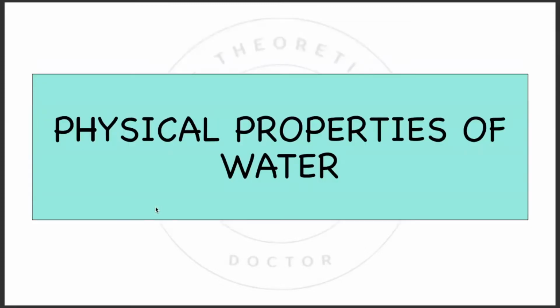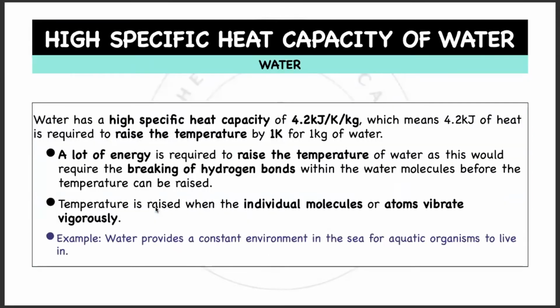Alright, so let's move on to the physical properties of water. The first one: water has high specific heat capacity. So, a definition over here. Water has a high specific heat capacity of 4.2 kilojoules per Kelvin per kilogram. I know that's a mouthful, but essentially it means that 4.2 kilojoules of heat is required to raise the temperature by 1 Kelvin for 1 kilogram of water. To put it into summary, you need 4.2 kilojoules of heat to actually raise the temperature by 1 Kelvin.